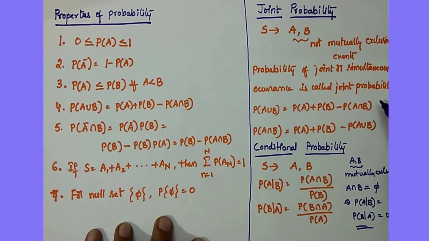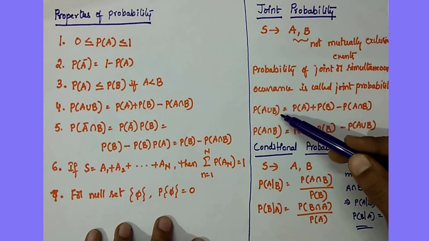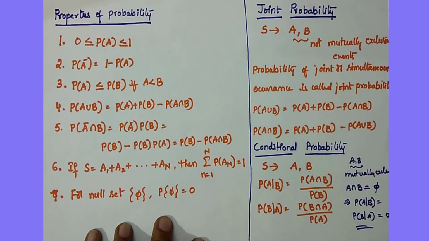Even here, if A and B are mutually exclusive events, A intersection B becomes null. So P of A union B is equal to P of A plus P of B. That is the result for mutually exclusive events.